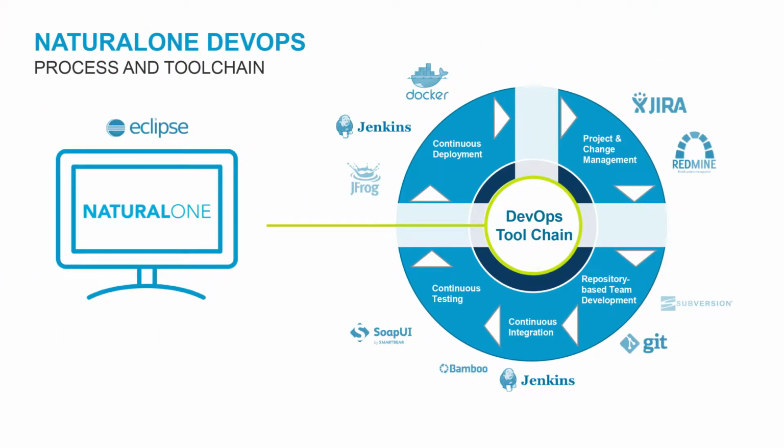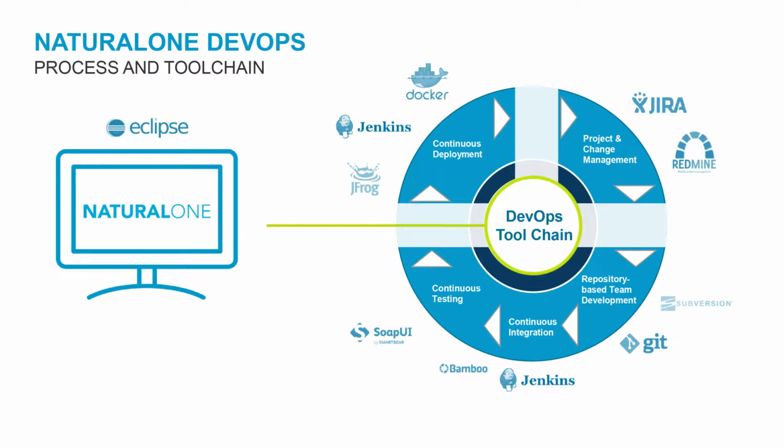This is an illustration of the NaturalONE DevOps process and tool chain. We start with the project and change management in tools such as Redmine or Atlassian Jira. Source code changes are done in repository-based team development using a source code management system like Subversion or Git.